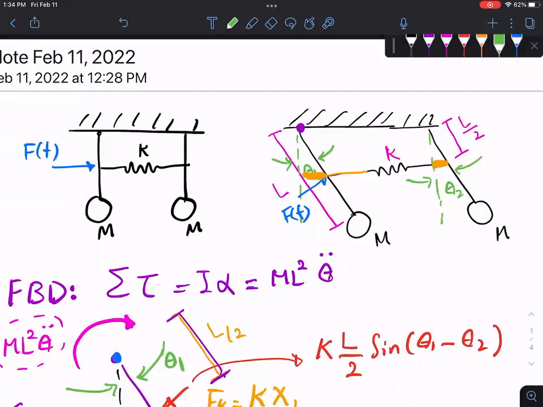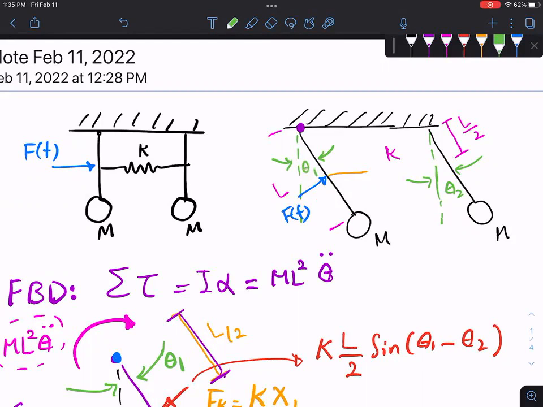Now to write the differential equation for this system, usually we start from a free body diagram. It's easier if we draw the system with this deflection. For example, here on the right side, both of these masses are deviated from the initial position. You can see theta 1 and theta 2 here. Theta 1 and theta 2 are our angular displacements.